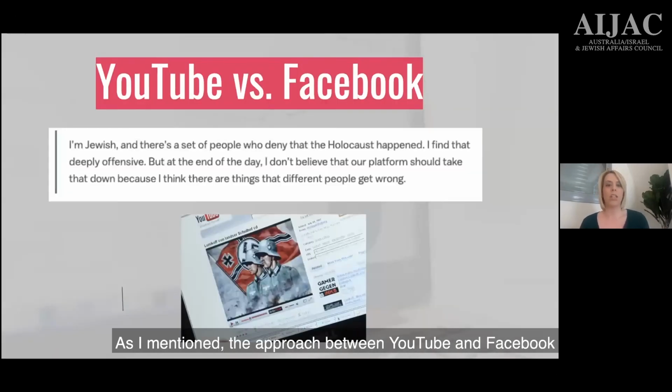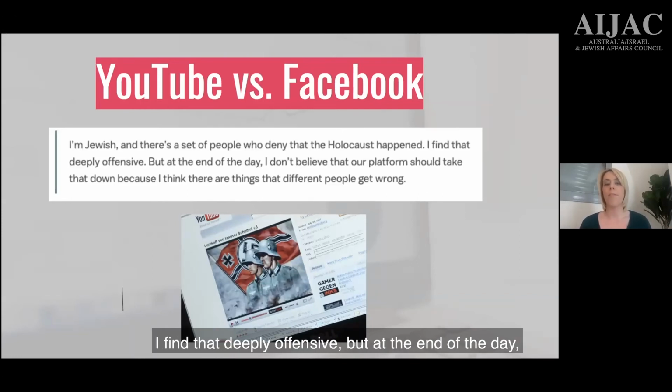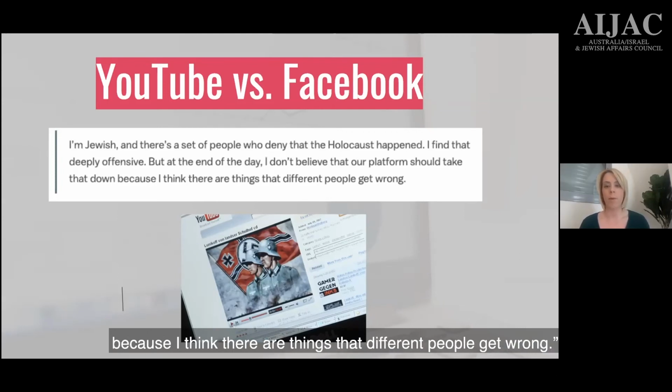As I mentioned, the approach between YouTube and Facebook when it comes to Holocaust denial is very different. This quote is from Mark Zuckerberg. "I'm Jewish, and there's a set of people who deny that the Holocaust happened. I find that deeply offensive. But at the end of the day, I don't believe that our platform should take that down, because I think there are things that different people get wrong."